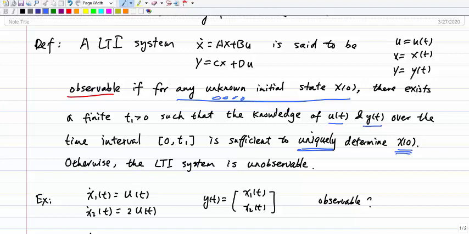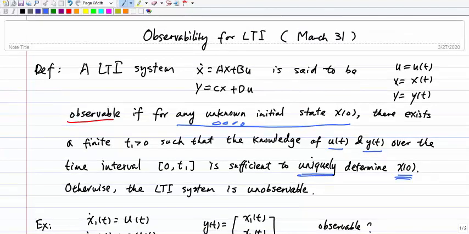So from the definition we can say observability is about whether we can use a series of the input and output to determine the initial value of the state. So in this lecture, when I mention u, x, and y, I mean u(t), x(t), and y(t); for abbreviation I use u, x, y.